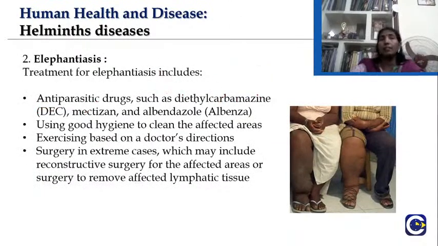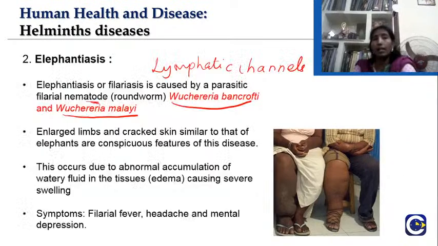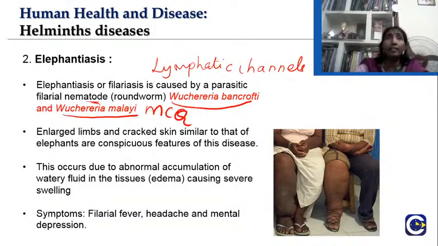So what is the treatment that we give? So what is the name of that worm? Wuchereria bancrofti. It's a very important MCQ, they'll ask you. Filariasis or elephantiasis is caused due to the infection. What parasitic infection? Wuchereria bancrofti. It's a mosquito borne disease, Culex mosquito. So that is the one which causes it.